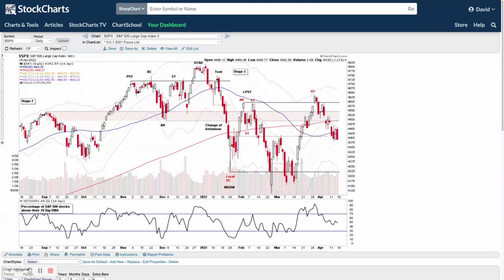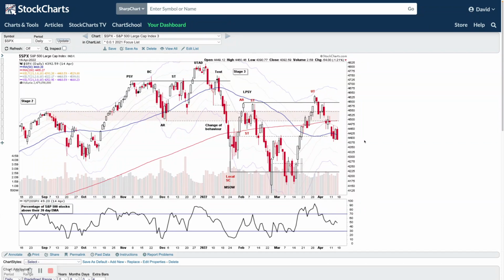Percentage of S&P 500 stocks above the 20-day moving average is around mid-range at the moment. 49% of stocks are above their short-term moving averages, so very much in the middle of the range. So a very neutral area, but it does look a little bit on the weak side currently.